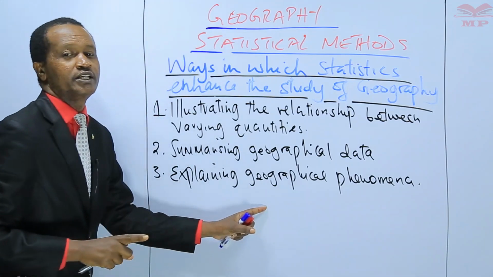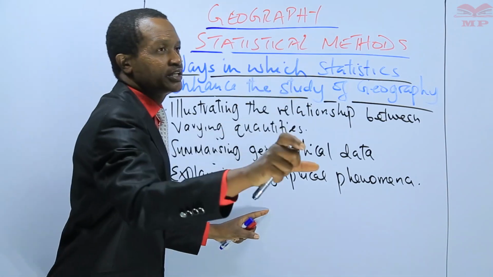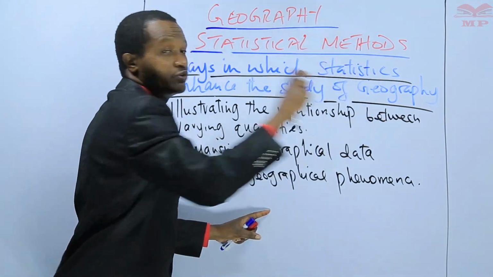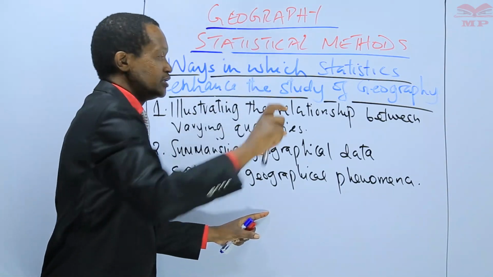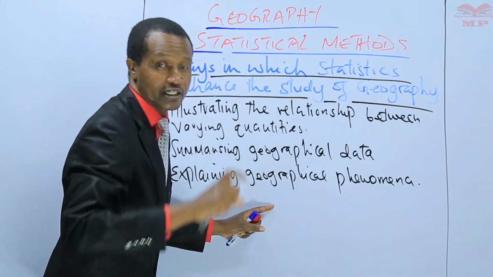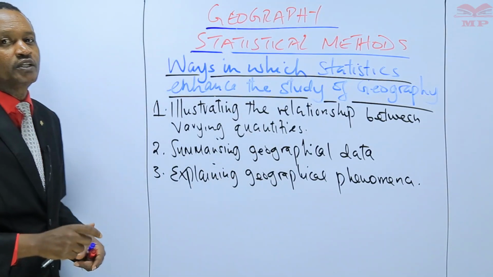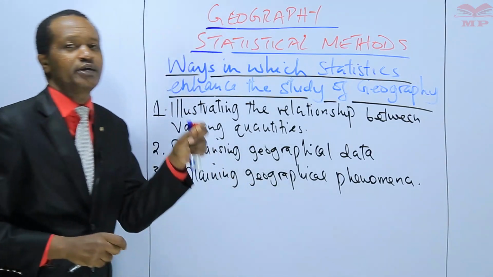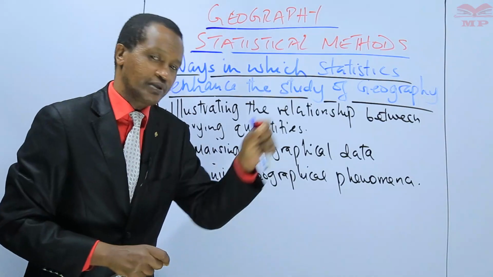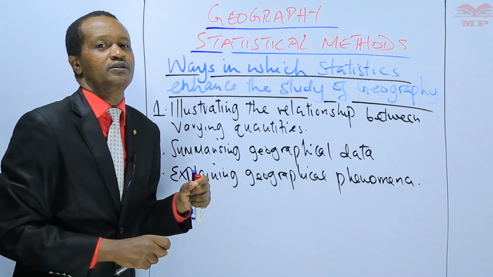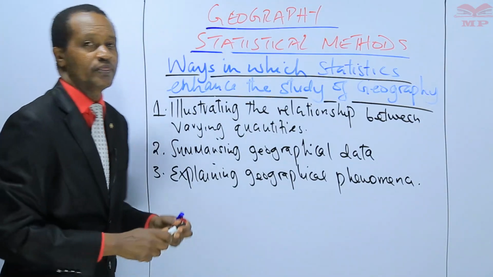All right? That is a geographical phenomena. Why is it that this climatic condition supports this kind of vegetation? When you do that, that statistics will help you to understand why that happens. It's possible to explain why a certain type of vegetation or crops are dominant in a certain place, learners. Through statistics, we are able to explain geographical phenomena.